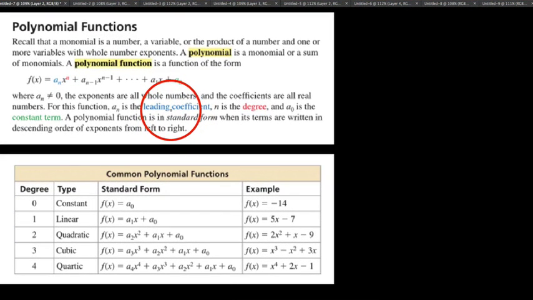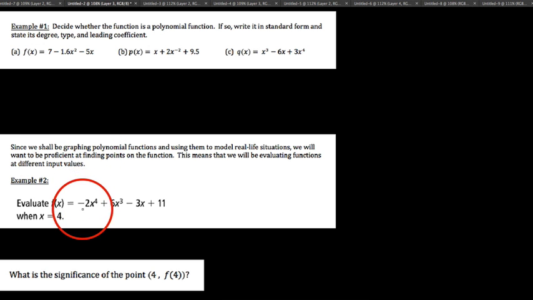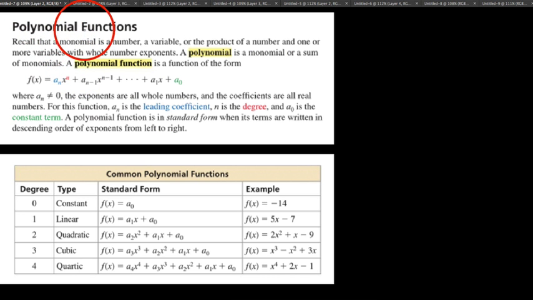Hey YouTube, this is my first video in our unit on polynomial functions, in which we're going to define what polynomial functions are, and we're also going to talk about how we could evaluate polynomial functions for given input values, get an output value out of it. So let's go ahead and start by defining what we mean by a polynomial function.